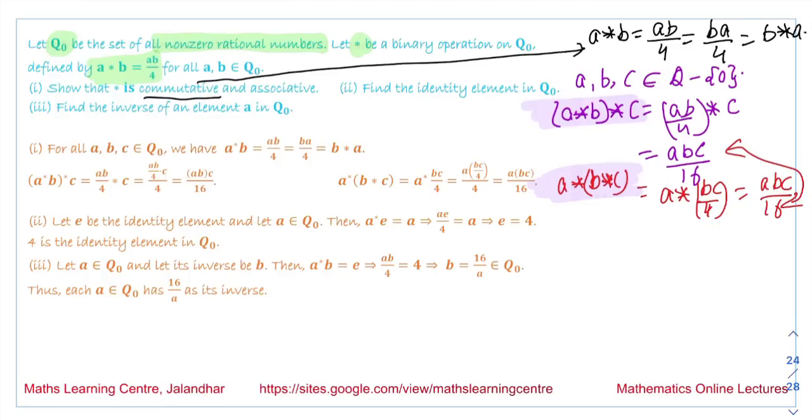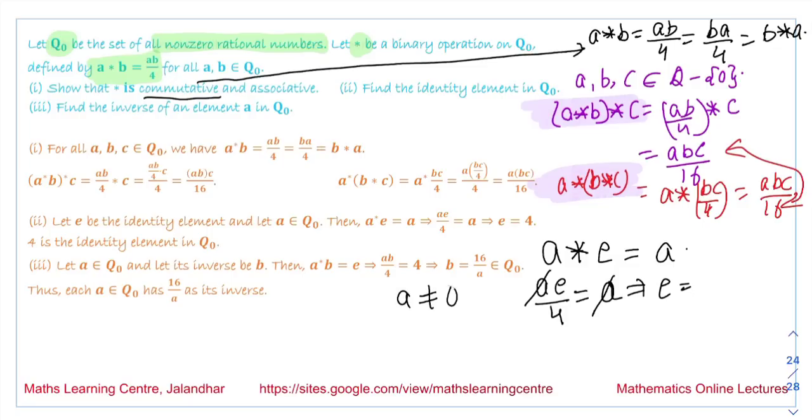So to calculate the identity element, we are considering an element A. We want to find an element E such that their product is equal to A. So we are saying A E over 4 should be equal to A. So this gives us E is equal to, when we solve this, this implies E is equal to, this A and A get cancelled because it is already given that A is not equal to 0.